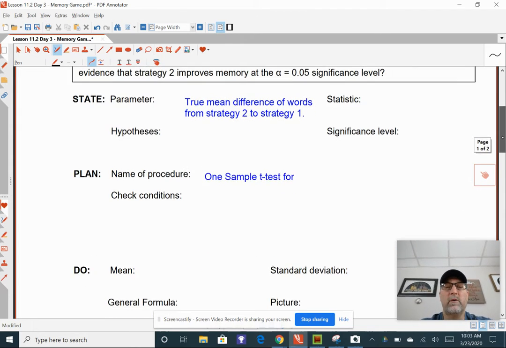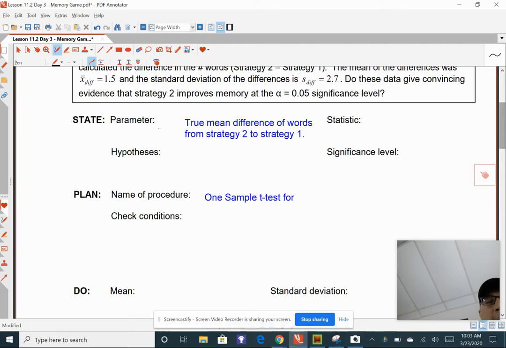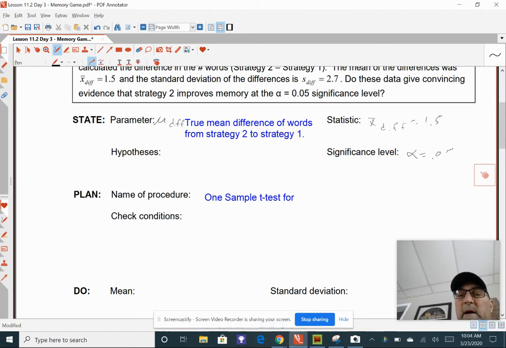All right, so I wrote it down first of all. So we've got the mean difference, the true mean difference of words from strategy 2 to strategy 1. So our statistic in this case is going to be x bar difference, remember that difference is a subscript, equals 1.5. Our significance level, alpha equals 0.05.